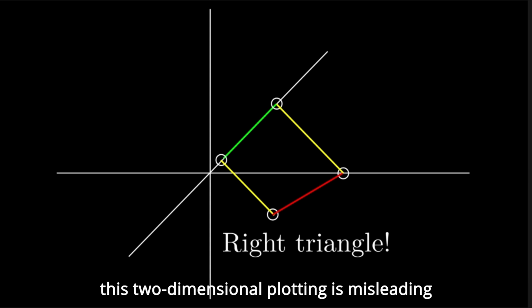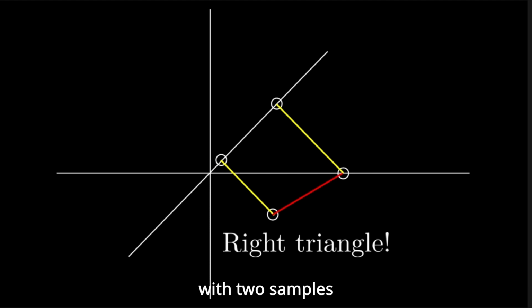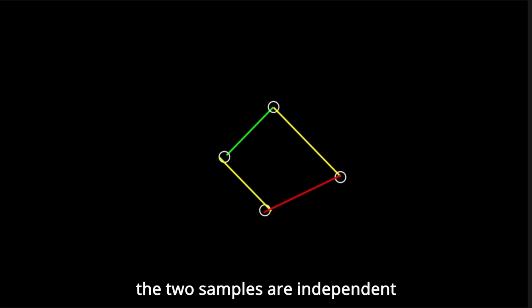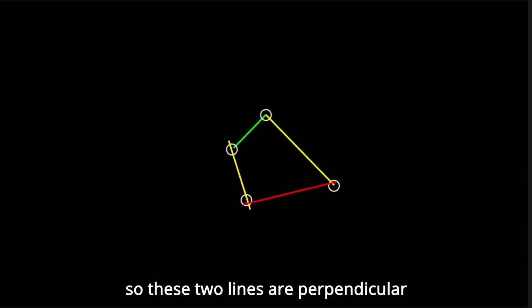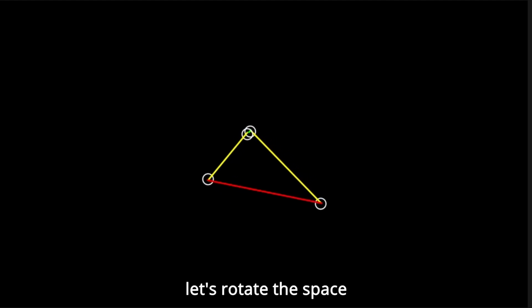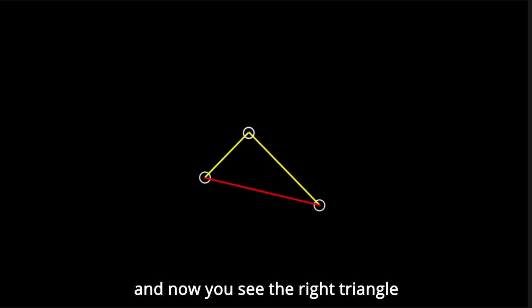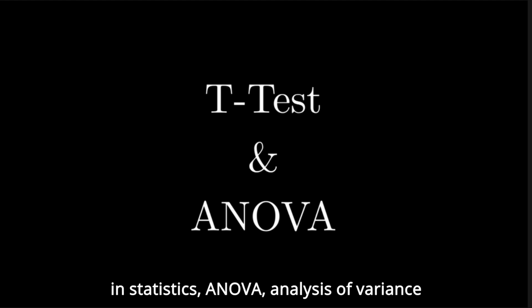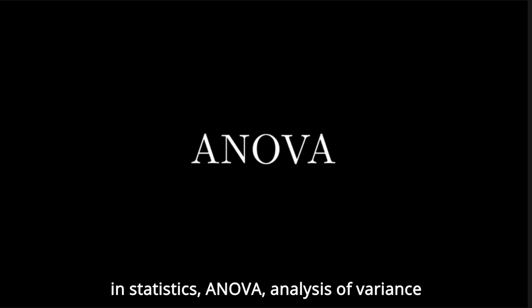This two-dimensional plotting is misleading. With two samples, each for the two observations, is actually four-dimensional. By assumption, the two samples are independent. So these two lines are perpendicular. Let's rotate the space, and now you'll see the right triangle. And that's our t-test. Finally, let's talk about a quite misleading thing in statistics, ANOVA, analysis of variance.